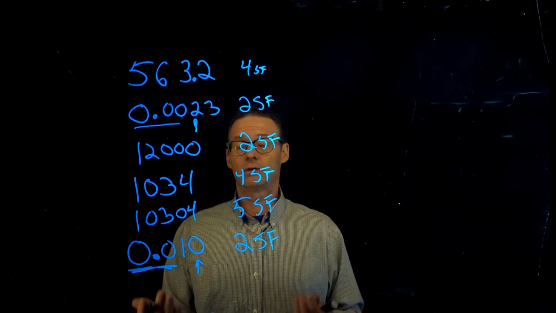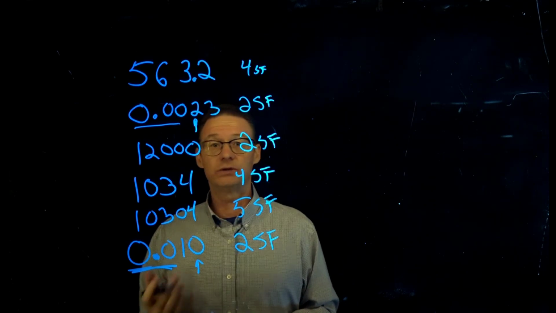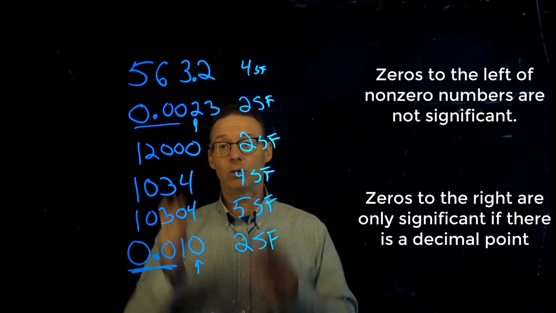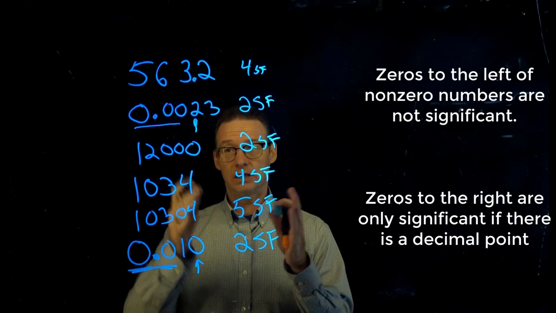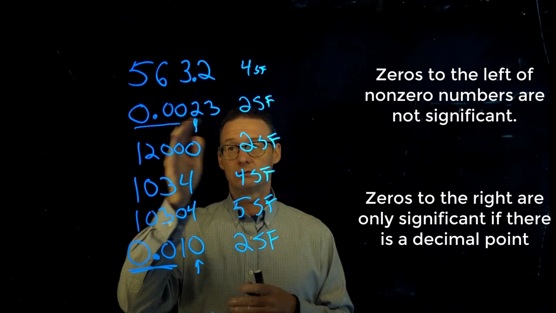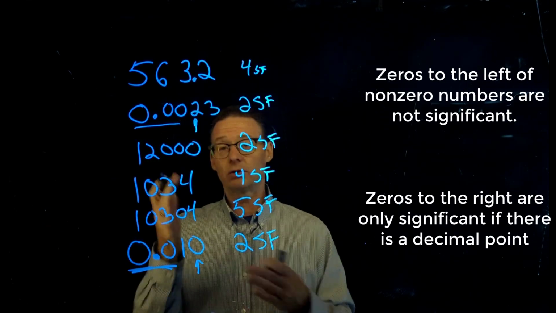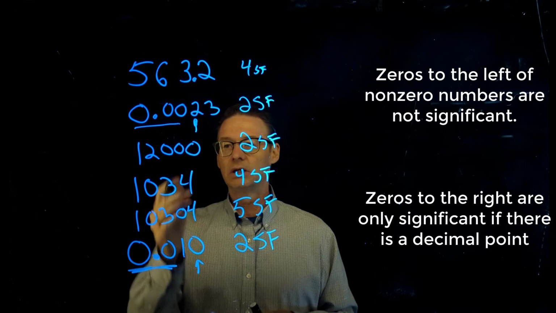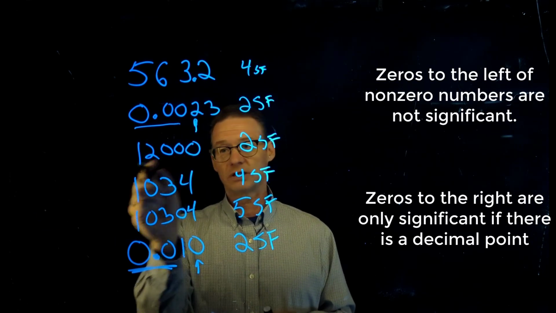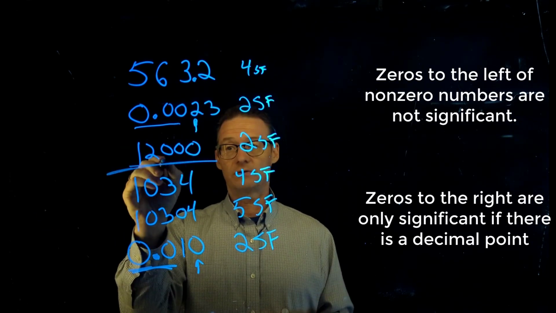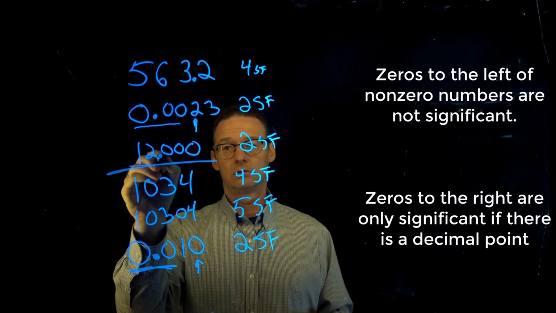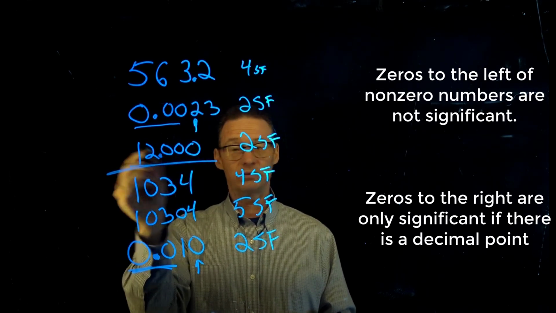So the zeros are the only thing you really need to think about: do they count or not? And it's determined by where they are, left or right, and is there a decimal point? Zeros to the left never count, and the only time you see them is with a decimal point. Zeros to the right don't count if there's no decimal point anywhere in the number. It doesn't matter where. If the decimal point is here, those still count. Decimal point means zeros to the right count.